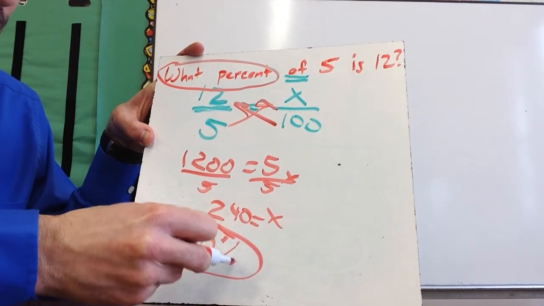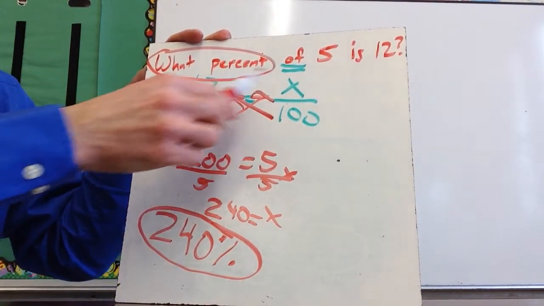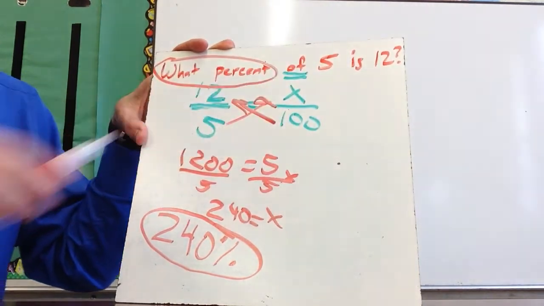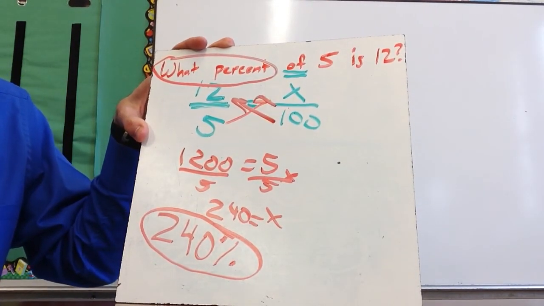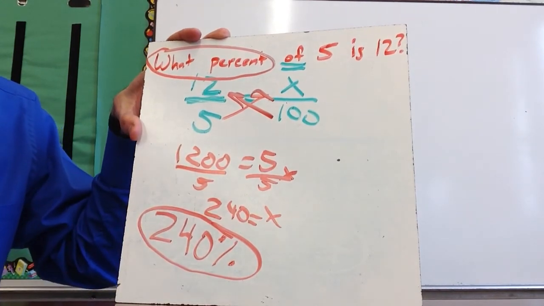A lot of people get nervous because that seems odd. Why would a number be larger than 100%? But in this case, I'm talking about the number 12 and 5. And 12 not only is greater than 5, it's more than double 5, which is why it's greater than 200%.